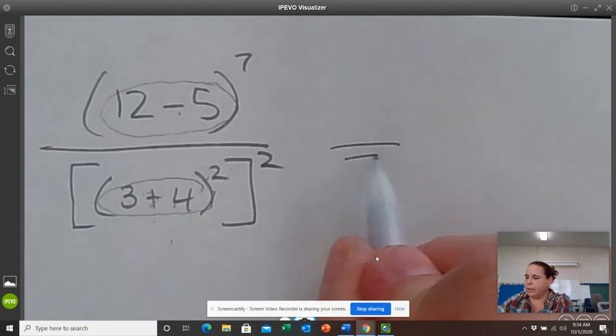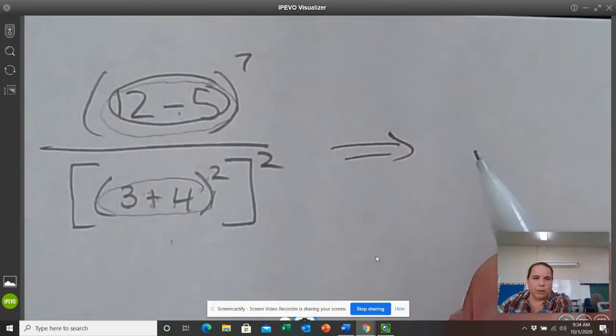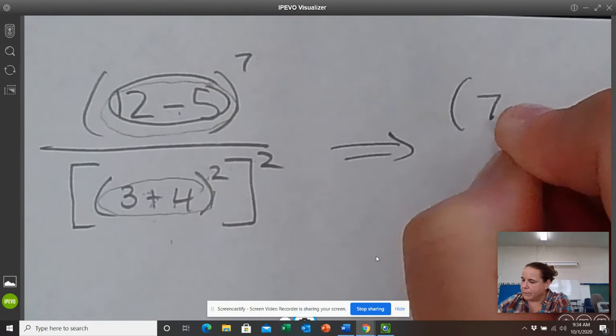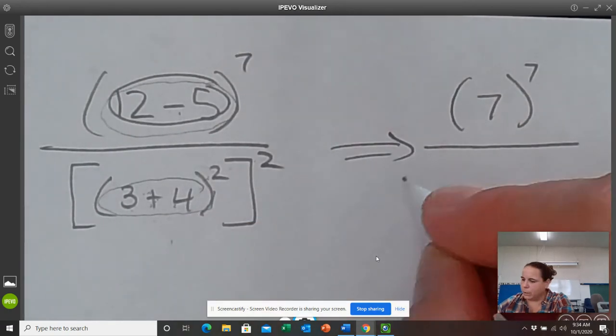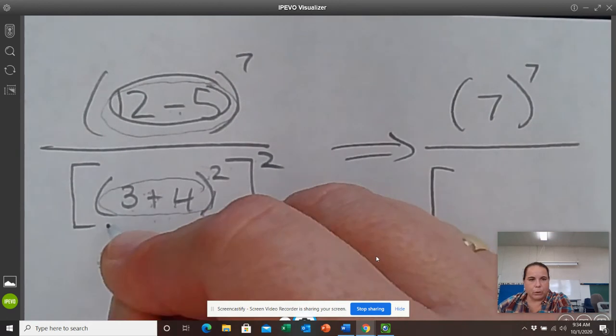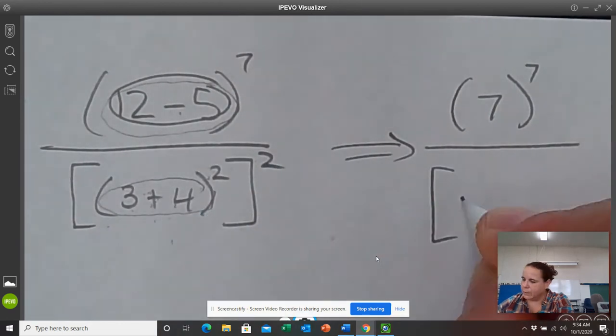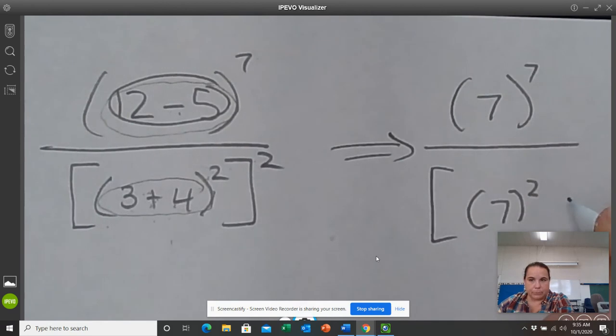So I'm just going to rewrite this. What I'm going to do is take the 12 minus 5 and make that 7 to the 7th power. And I'm going to rewrite this 3 plus 4. Okay, and these are just grouping symbols. It's like having extra parentheses, so don't let that frighten you too much.